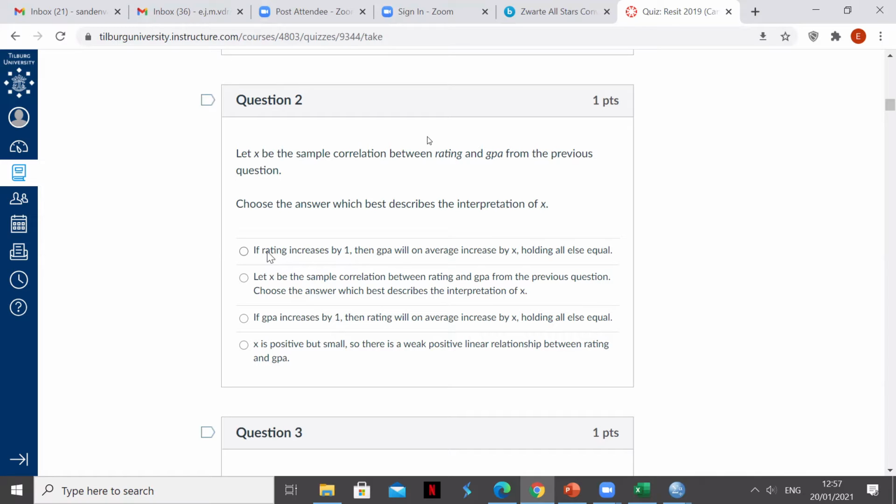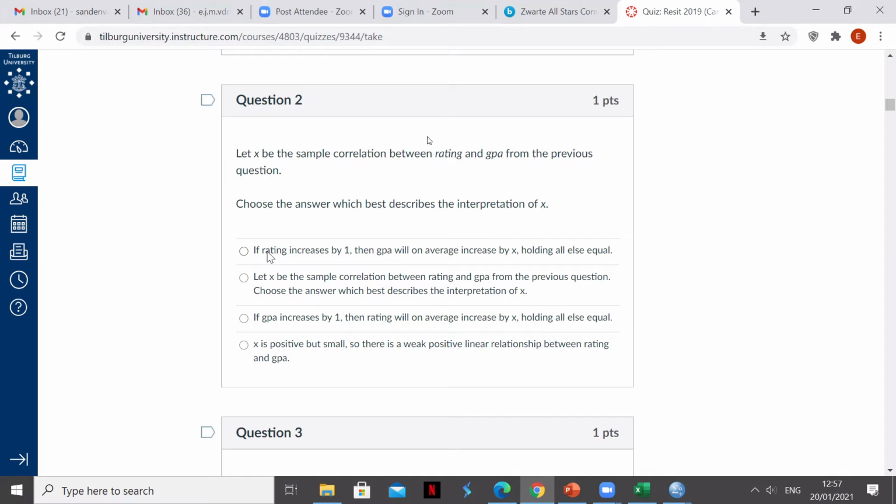And then second, let X be the sample correlation between rating and GPA from the previous question. Oh, that's incorrect. That's like a little mistake in the question. Okay, so that's actually the question itself, not the answer. So we can strike that off as well, which I hope won't happen in the test.